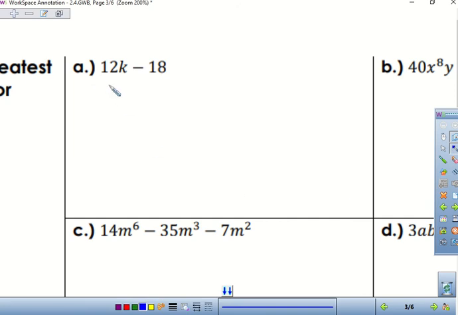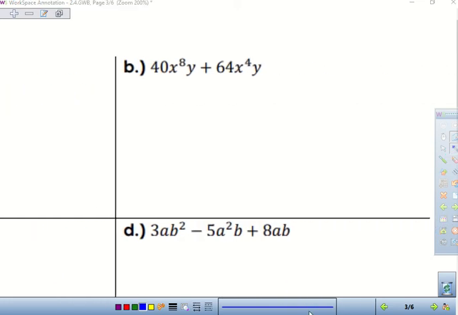All right, so now we're just going to practice factoring out the greatest common factor. So what number is the biggest number that goes into 12 and 18? Yes, 6. Very good. So we're going to take out a 6. That's going to leave us with 2k minus 3. And you can always check your work by distributing what you take out back in. So does anyone have any questions about that? All right. Next one is B.